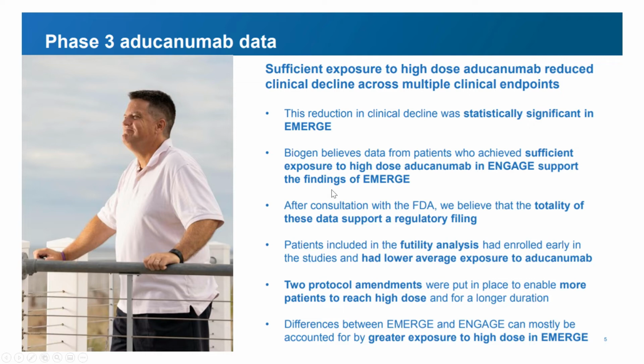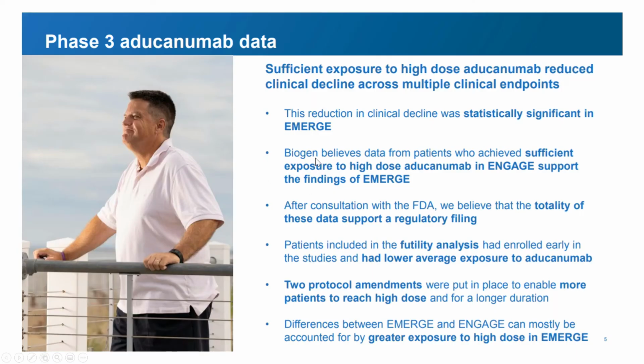But Biogen said that after the futility analysis, they collected data on more patients, and these additional patients had on balance more quote-unquote exposure to the drug. What exactly does that mean, more exposure, and why did some patients get more exposure? We'll dig into that later. But they also mentioned that there were protocol amendments that enabled more patients to reach a high dose and get a high dose for a longer duration. And that the difference between the positive EMERGE study and the negative ENGAGE study is attributable to this exposure, more exposure to the higher dose.